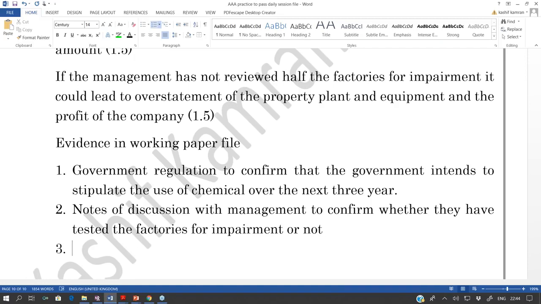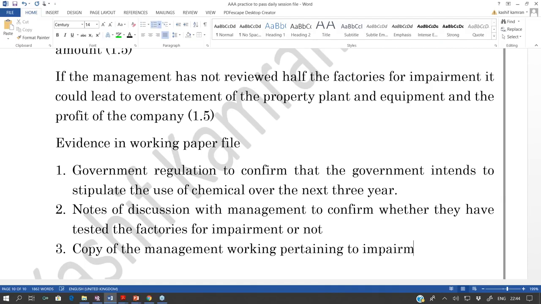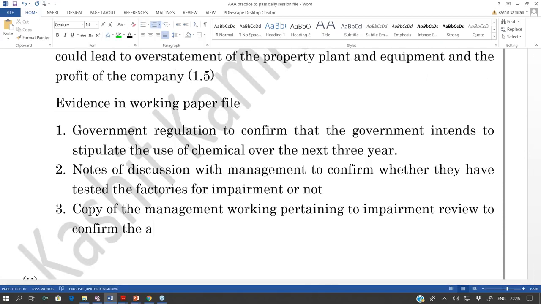And then can I have the working of the management if they have done the impairment? Can I have the working of the recoverable amount of the management? The management must have made a working of the recoverable amount, the value in use, and the fair value. So can I have the copy of the management working? Copy of the management working pertaining to impairment review to confirm the accuracy of the recoverable amount determined.